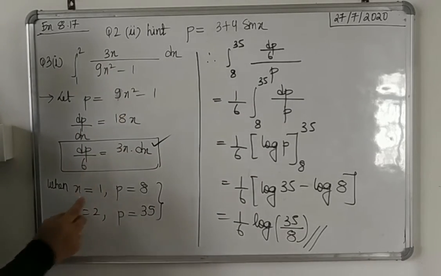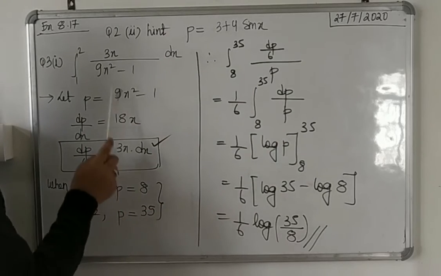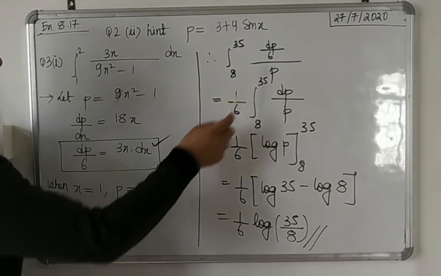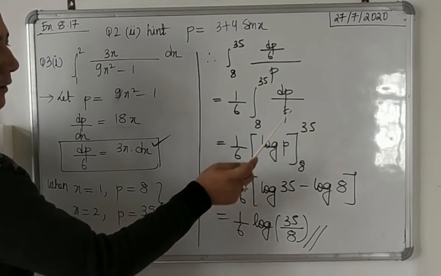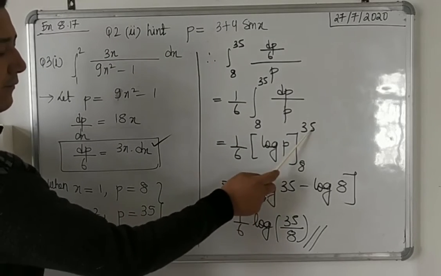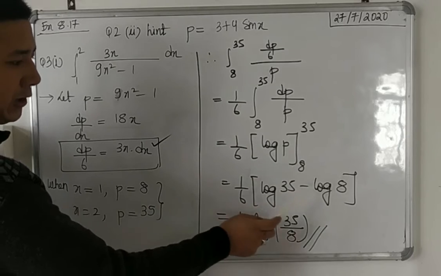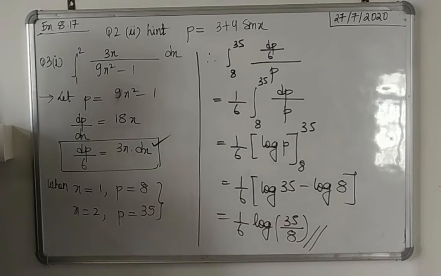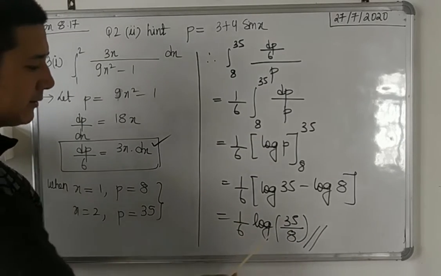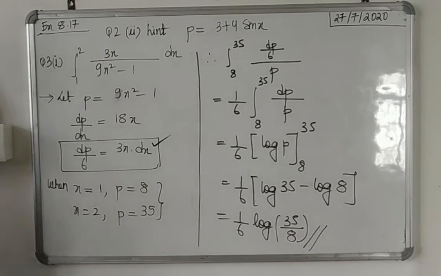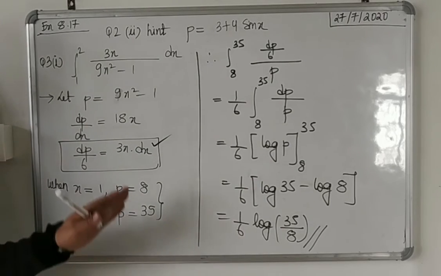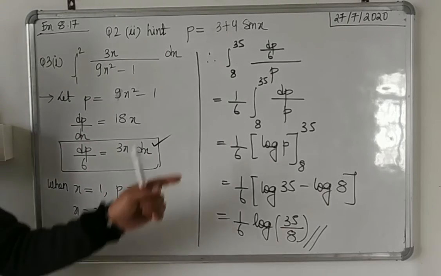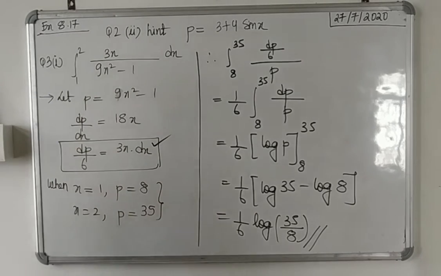3x dx is dp by 6, divided by p, isn't it? So 1 by 6 is constant. Integration 8 to 35 of dp by p, which means log p, 8 to 35, so log 35 minus log 8. Log a minus log b is log a by b, so 1 by 6 log 35 by 8. Please pause the video. I don't think there is anything which is not clear. Everything is very simple and to the formula, okay? So pause the video and note it down.